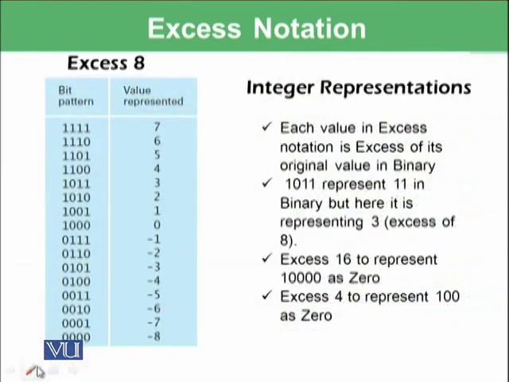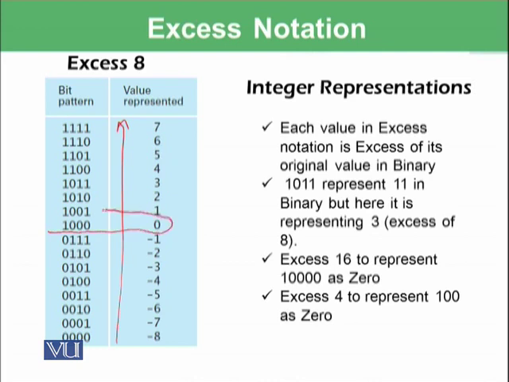So let's have an example. Here we have excess 8 notation, and you can see we have written counting from downward to upward. When we reach this particular position where we can see the first 1 in the most significant bit, here we stop, and this value is represented with 0, and all of the following values are representing positive numbers and all of the preceding values are representing negative numbers.